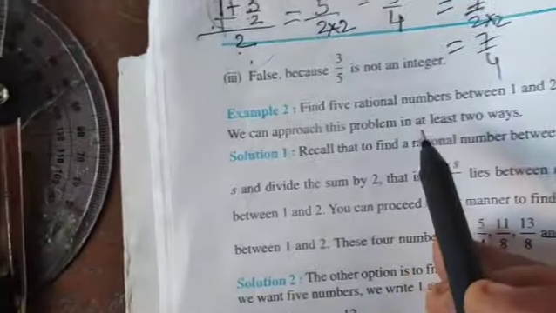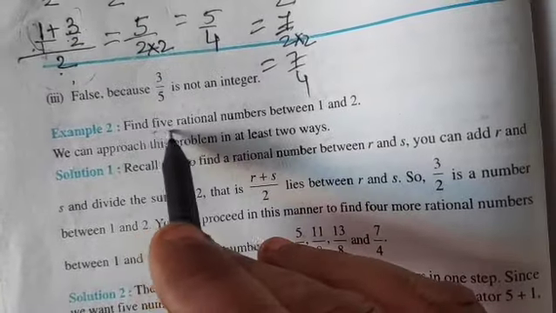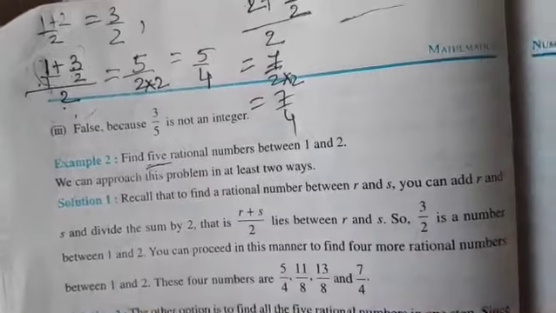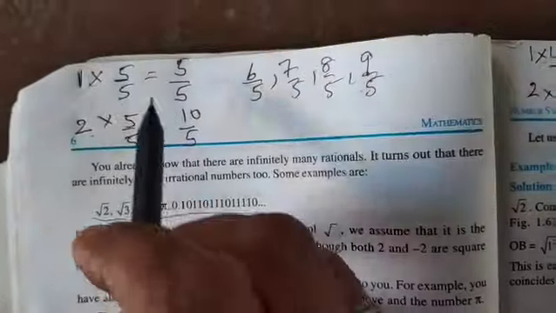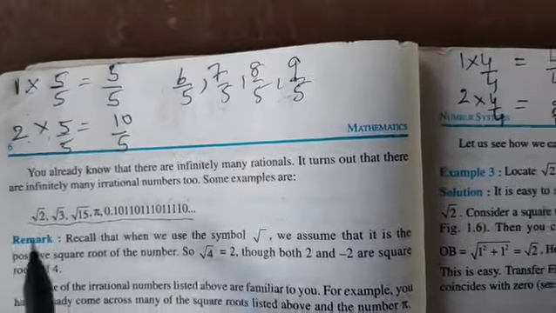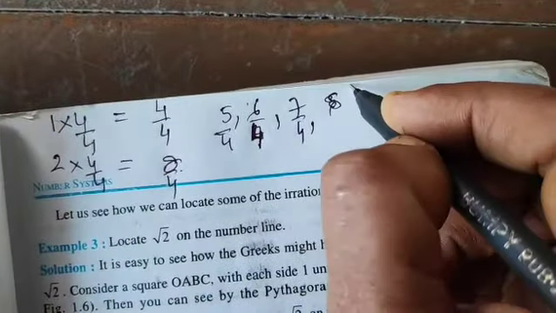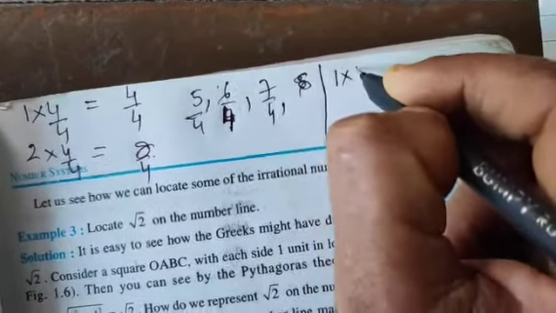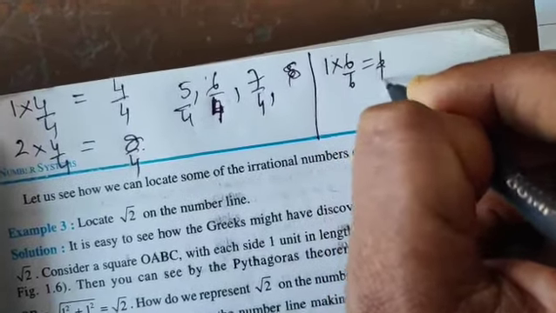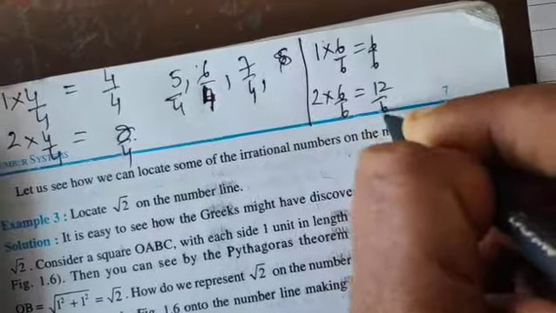The clue over here is, if you want 5 rational numbers, you will multiply with 6 upon 6. Instead of 5 upon 5, if you multiply by 6 upon 6, you will get the required answer. Let us see whether you will get it or not. 1 into 6 upon 6 will be 6 upon 6. 2 into 6 upon 6 will be 12 upon 6.